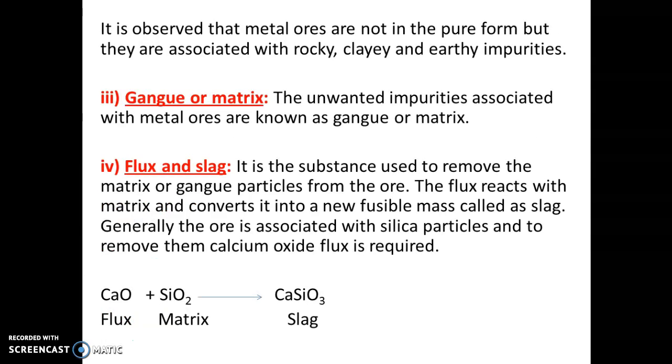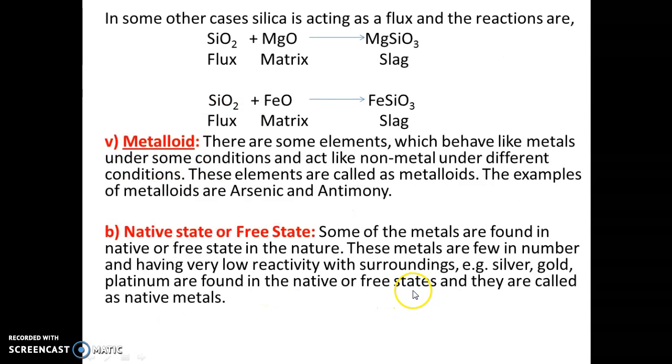Another important basic term is gangue or matrix. The unwanted impurity which is associated with the metal ore is called gangue or matrix. To remove the gangue or matrix, another term is used, that is flux. If we add the flux, the gangue is automatically removed, and the combination of flux and matrix is called slag. These are a few examples of slag.